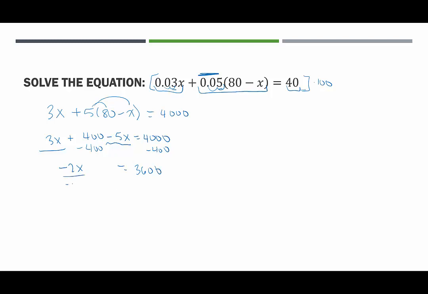Now when I divide by negative 2, I end up with x equals, a positive divided by a negative is a negative, 3,600 divided by 2 is 1,800. So I end up with negative 1,800. I'm not going to go through the motions of checking the work, but you are more than welcome to make sure that that really does work.